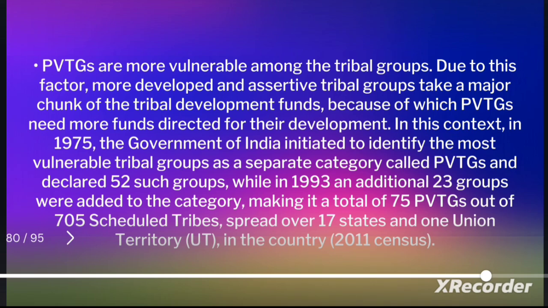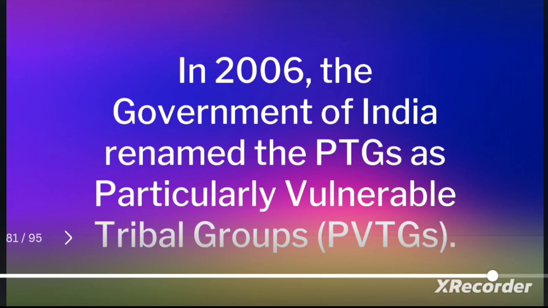In this context, in 1975, the government of India initiated identifying the most vulnerable tribal groups as a separate category called particularly vulnerable tribal groups and declared 52 such groups, while in 1993 an additional 23 groups were added to the category, making a total of 75 particularly vulnerable tribal groups out of 705 scheduled tribes spread over 17 states and 1 union territory in the country, as per the 2011 census. In 2006, the government of India renamed primitive tribal groups as particularly vulnerable tribal groups.